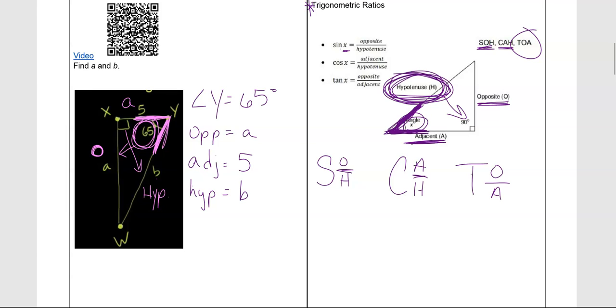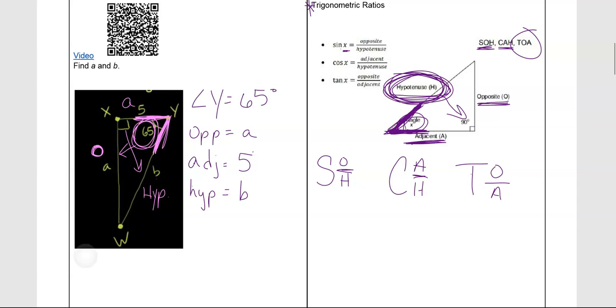So let's go ahead and find A. So A is the opposite. We have opposite information, and we have adjacent information. So in relationship to angle Y, we have opposite and adjacent. So if we look over on the right-hand side for our trigonometric ratios, we have to ask ourselves which ratio uses the opposite side and the adjacent side, okay? And in that case, that's tangent.